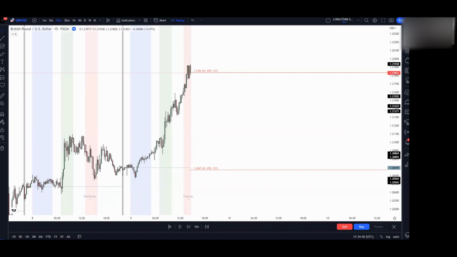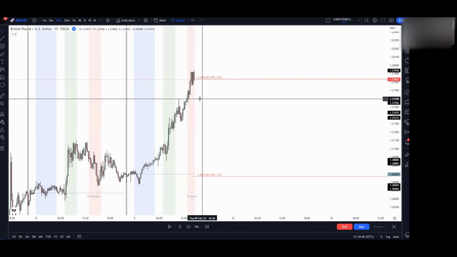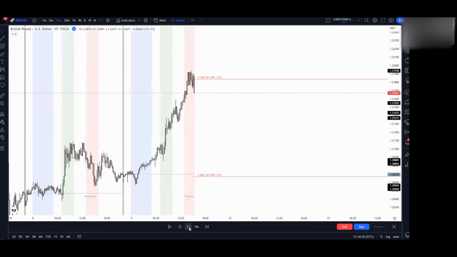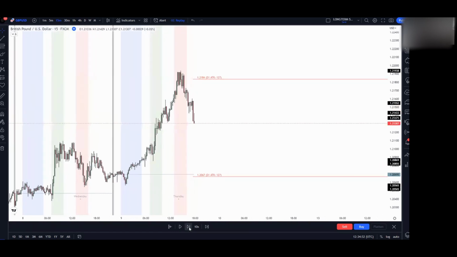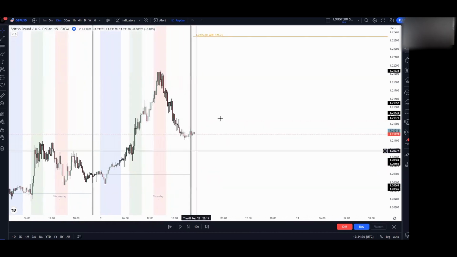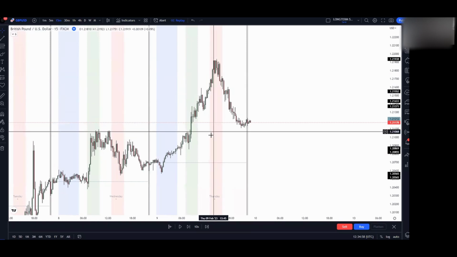But obviously we're not just going to trade this with this one single statistic. This is just to promote ideas, and you can add this into your own plan. From there we can see that the market did in fact reject this area. And this is it. We're looking for moves that move very, very quickly.